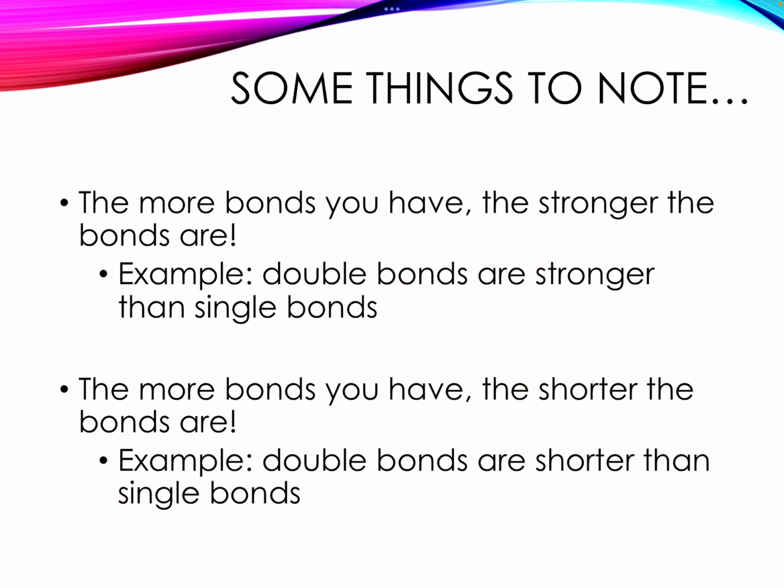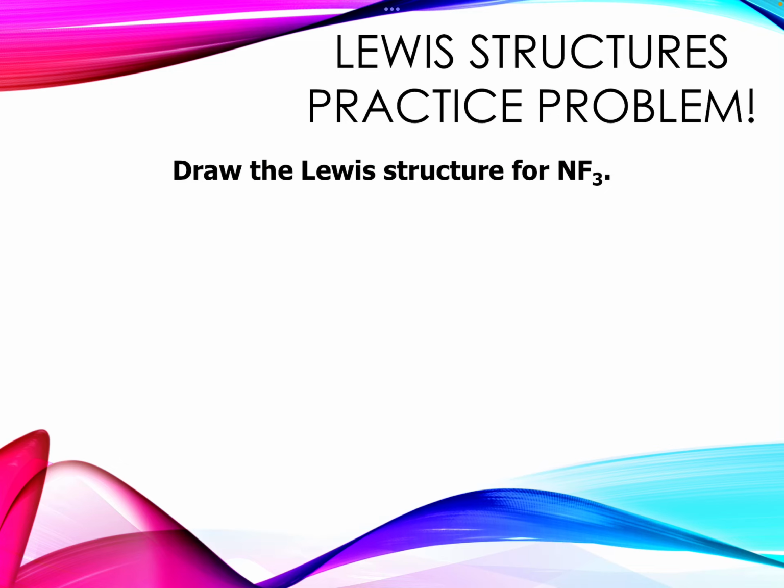Also though, the more bonds you have, the shorter those bonds are. So a double bond is going to be shorter than a single bond. I like to think that with those 2 arms, I'm pulling those atoms in closer together because it's a stronger bond, which makes them closer together. So stronger, shorter, more bonds. Weaker, longer, fewer bonds. Okay? So double bonds are shorter and stronger than single bonds.